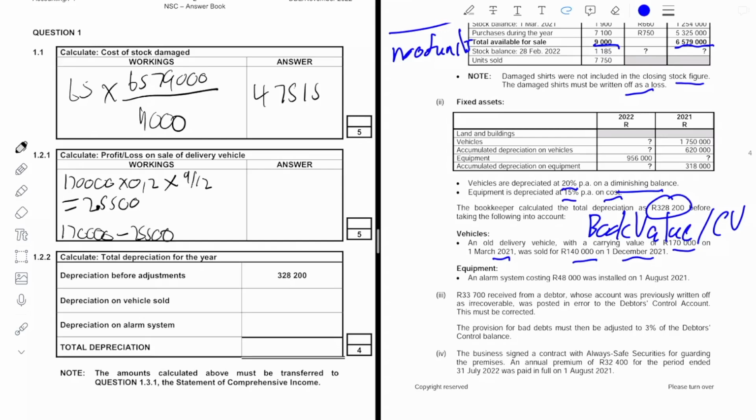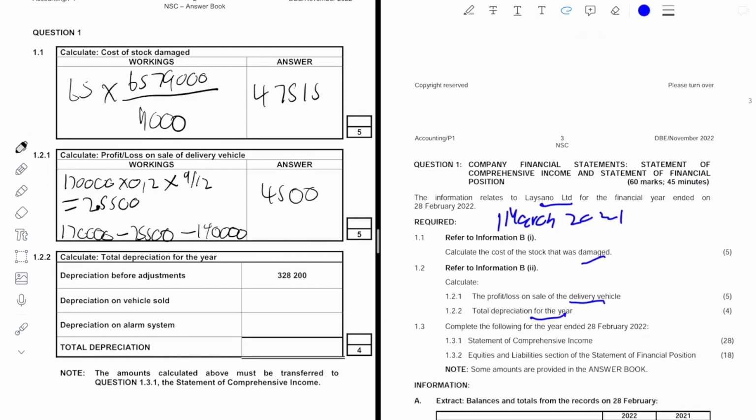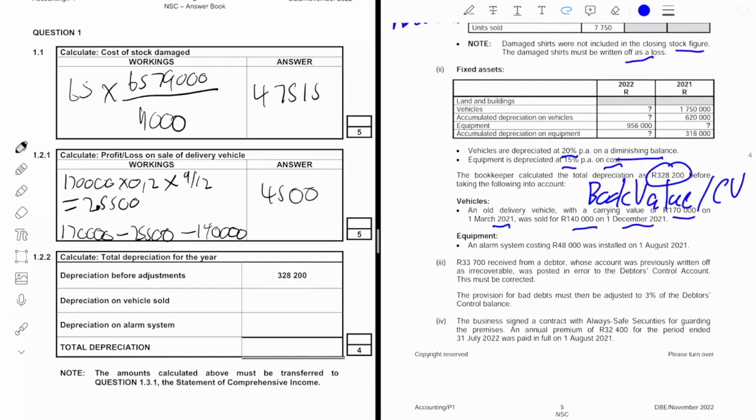So in order to calculate our profit or loss on sale of vehicle, we need to take 170,000, which is our book value on 1st March, minus that 25,500 that we just calculated, and then minus the 140,000. And then that should give us a loss of 4,500.